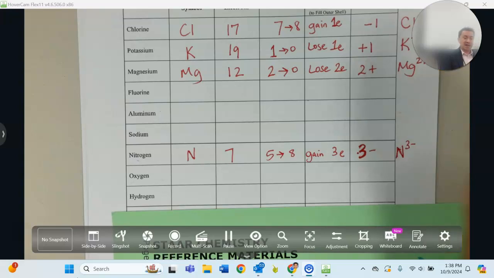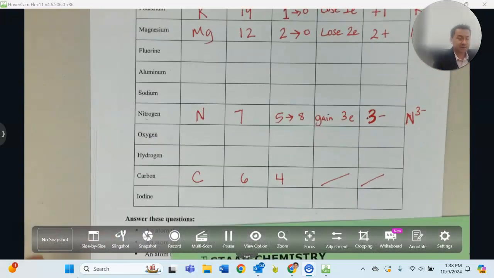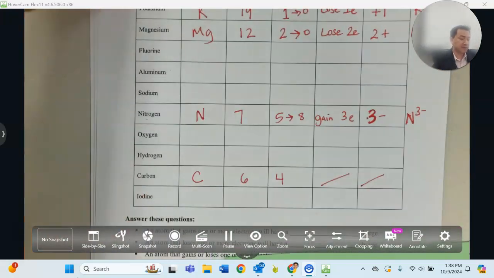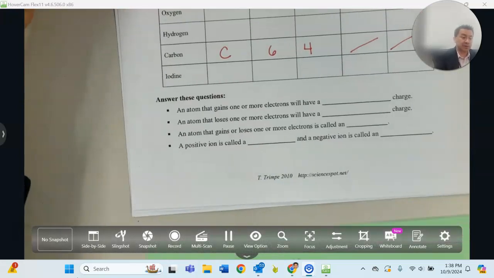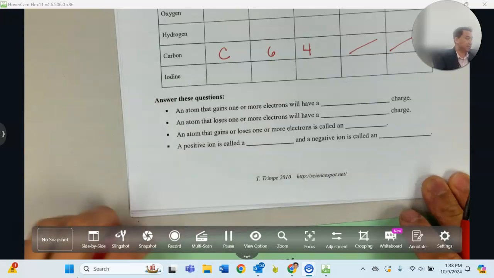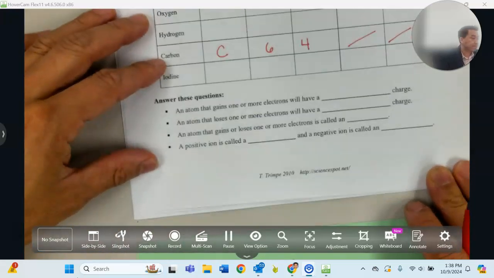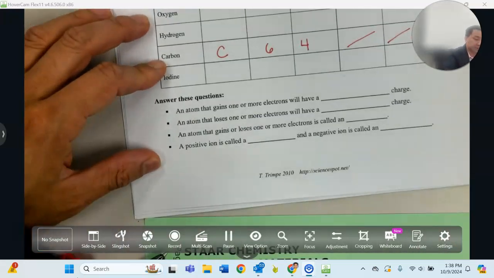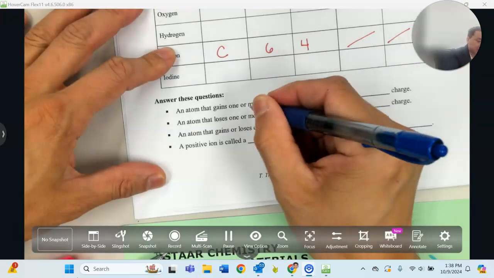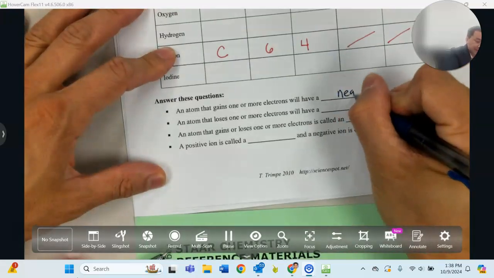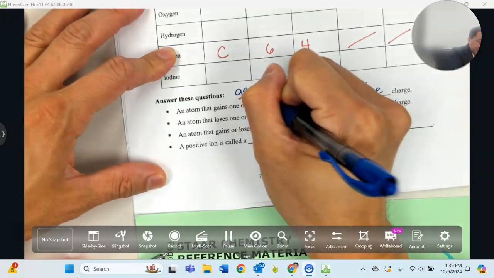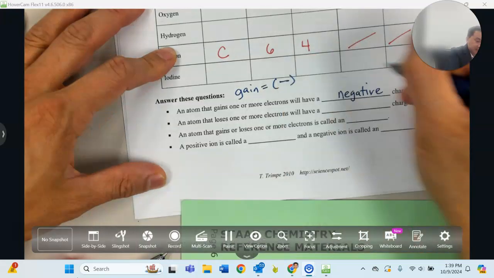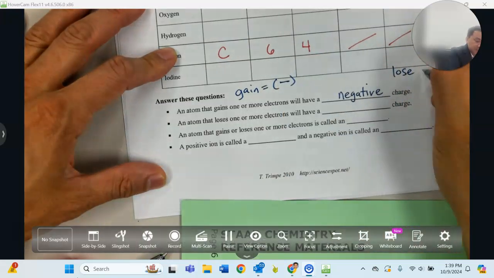Okay? That's that. You can pause the video and do the rest of this table before I go on to the bottom. The bottom I'll fill out some notes. But pause the video, finish the table first. And in the bottom here, an atom that gains 1 or more electrons will have a negative charge because it gains. Remember, gain equals negative charge, and lose equals positive charge, because we're losing electrons.